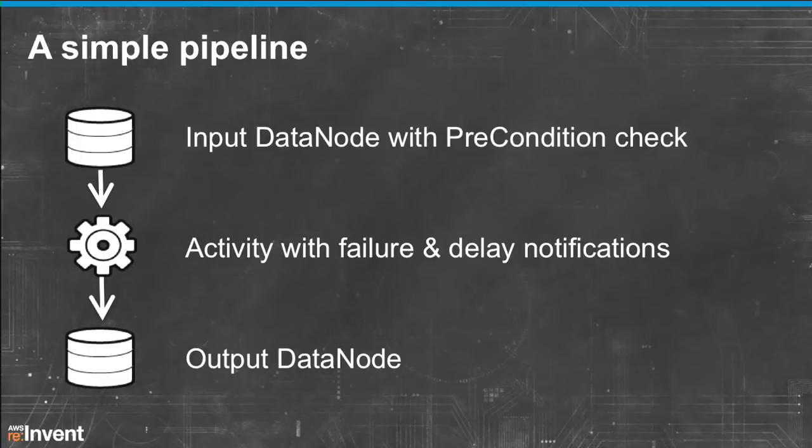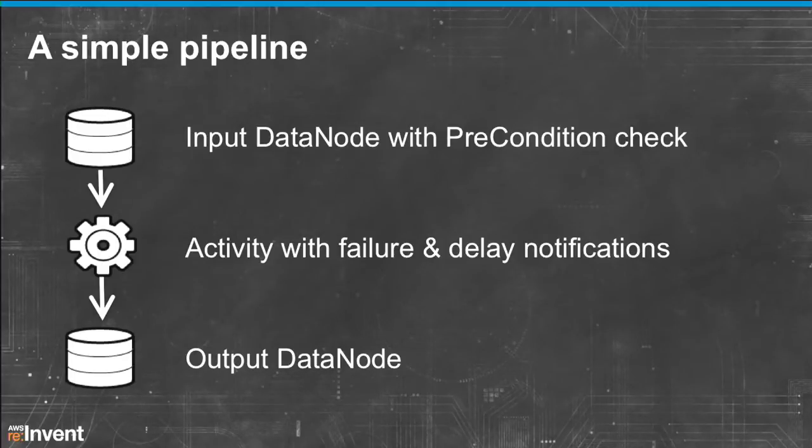So an activity is just something that you're going to do to that data. It could be something like a copy. It could be something like a Hive script. And attached to that activity, you may want to have certain failure notifications, delay notifications, to let you know when something has gone wrong. And then optionally, you might have an output data node.